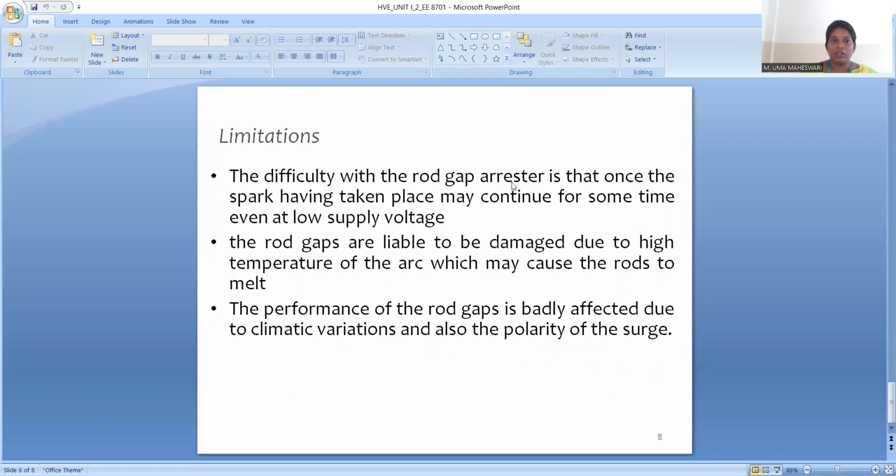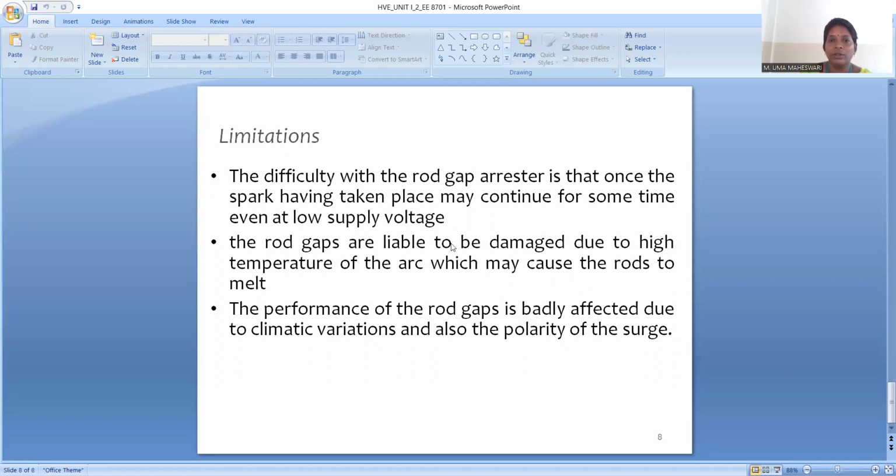The limitations of this rod gap: the difficulty of this rod gap arrestor is that once the spark takes place, it will continue for some time, even when the supply voltage has returned to the normal value. This should be avoided in order to protect the equipment. This rod gap arrestor also gets damaged due to the high temperature of the arc, which causes the rods to melt. And its performance is affected by climatic variations and also depends upon the polarity of the surges.